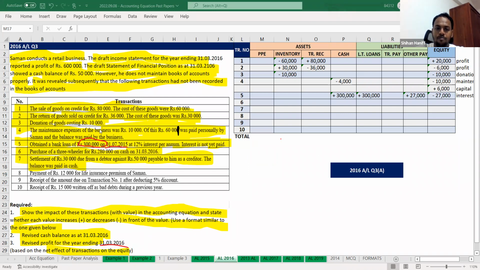Sorry, we need to do the sixth one. Purchase of a three-wheeler for 280,000 on cash on 31st March 2016. So why have they given 31st March 2016? Because then you don't need to calculate the depreciation. So that is why they have given end of the year. So you have to record only the purchase of three-wheeler, 280,000. PP will increase, cash will decrease.